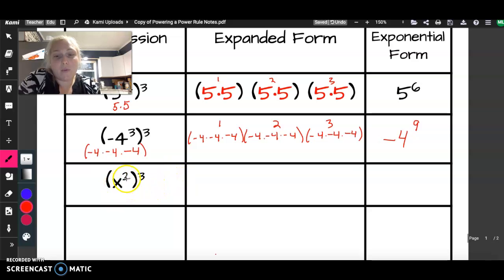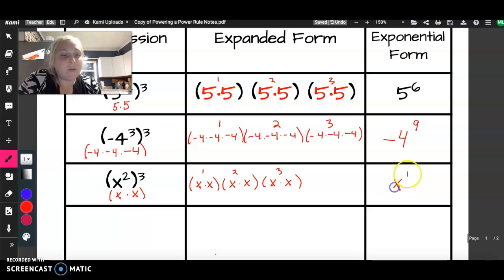If we have x squared raised to the third power, well, x squared means x times x. If that's being raised to the third power, that means we have x times x times x times x times x times x. We have x squared being multiplied times itself 1, 2, 3 times. So how many times is x actually being multiplied here? 1, 2, 3, 4, 5, 6. So that means we would have x to the 6th power in exponential form.